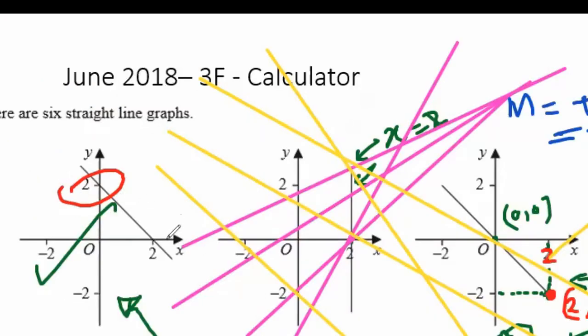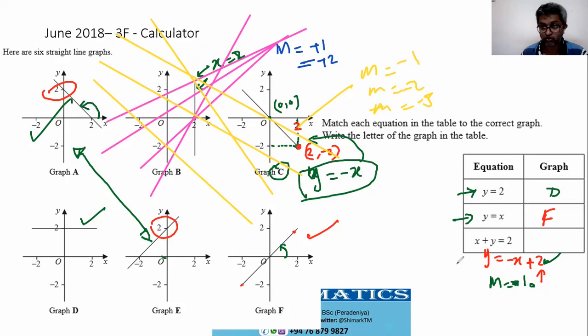When it is to be measured from the x-axis, this is more than 90 degrees. This is more than 90 degrees. Then we said it is going to be negative. So this is the one.